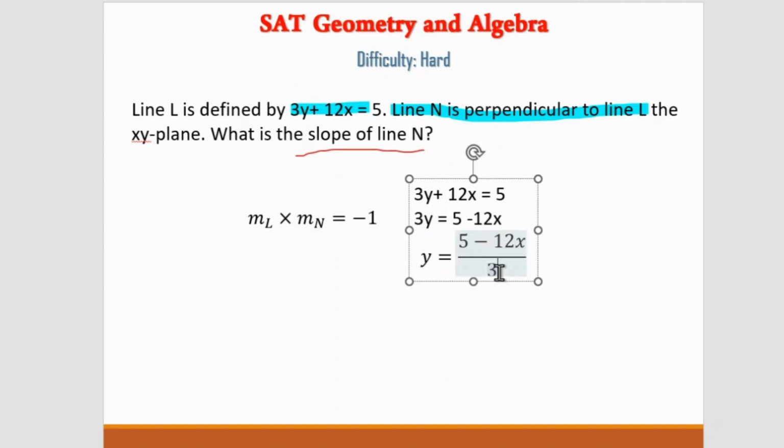So from this equation, what is the value of the slope? Do we know that? Not yet. We still don't know that. What we're going to do here is separate the value of 5 by 3 from minus 12x. Separate them.